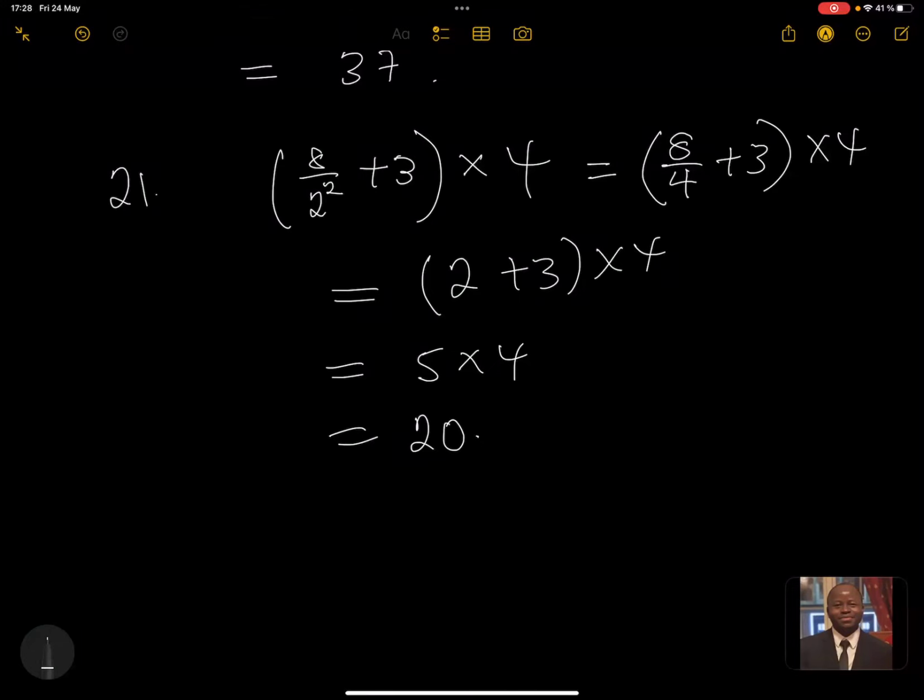Sorry, sir, I have a question. Yes, please go ahead. Sir, for the 8/4 plus 3, can we find the LCM? You don't need to, because you can easily reduce 8 divided by 4. 8 is a multiple of 4. So why go through the rigour of finding the LCM? Okay, it's okay, sir. Thank you very much.